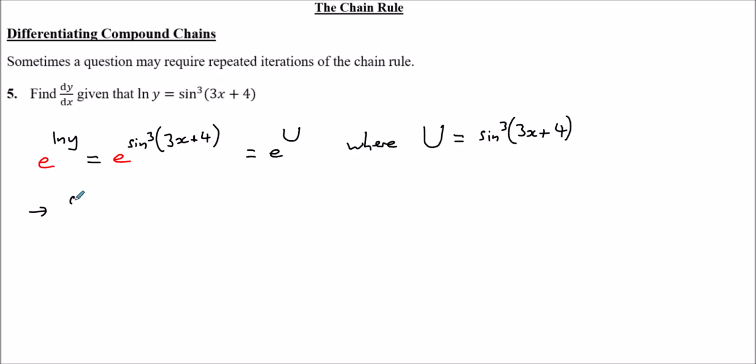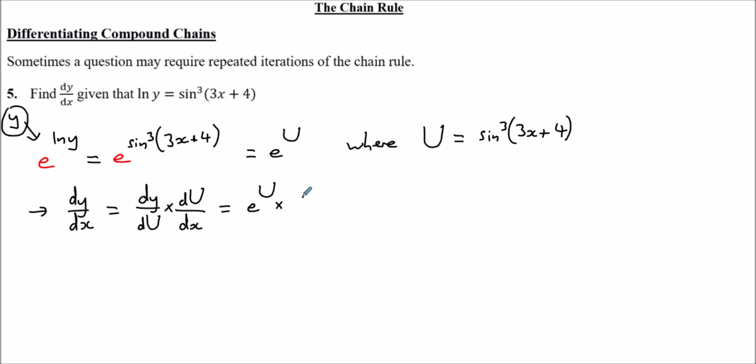Then we know, using the chain rule, that dy by dx, and of course e to the ln y, that's the same as y, of course. Dy by dx is dy differentiate with respect to big U times du by dx. So if y is e to the u, if I differentiate y with respect to big U, that stays as e to the u times du by dx, which we can't yet work out because u is quite complicated.